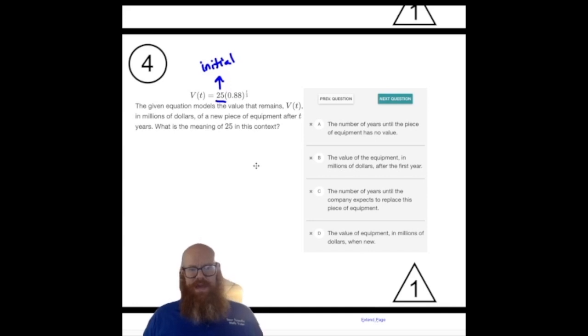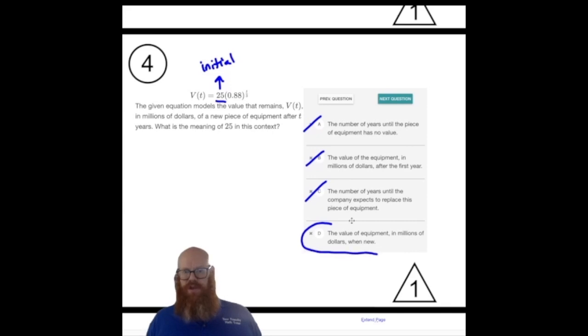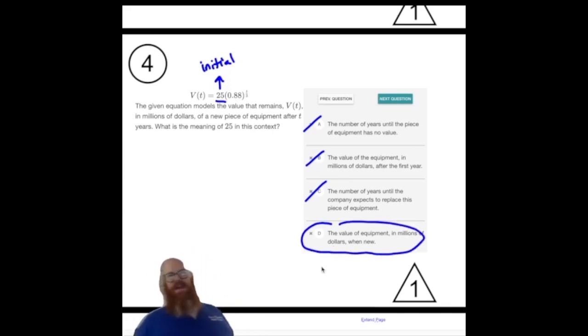So if we look at what t is, this model represents the cost of this new piece of equipment after t years. So this is just going to be some initial cost. So it's not the number of years. The value of the equipment, not after the first year. That's when you would be plugging in 1. That's not the initial. The number of years, nope. The value of the equipment when new. So brand new. When it's the y-intercept. It's when the input is 0. So the answer is D.